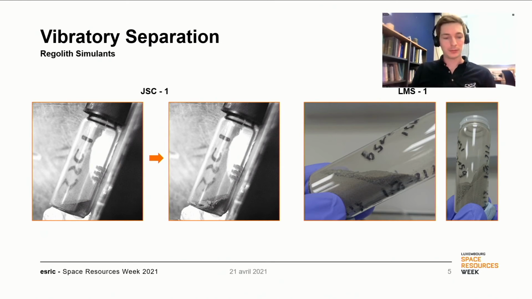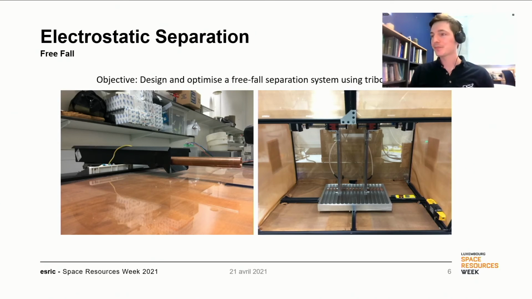And so moving on from size separation, the other pillar of beneficiation I mentioned is mineral enrichment. For this, we've been focusing mainly on electrostatics, namely free-fall separation. For those of you who aren't familiar with this technique, it effectively involves having two electrodes with a potential difference across them, and you have a strong electric field between them.